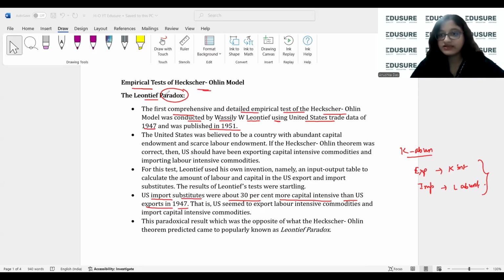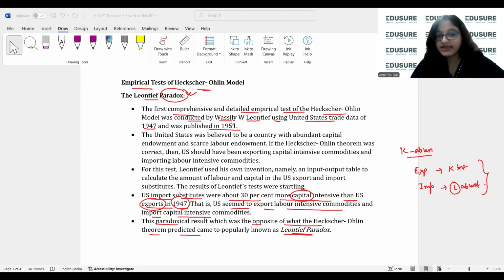What Leontief found is just the opposite: the imports that the US is doing are 30% more capital intensive instead of being labor intensive. That is why the US seems to export labor intensive commodities and import capital intensive commodities, which is a strict violation of the propositions of the Heckscher-Ohlin model. That is why it is known as a paradox, a result just the opposite of what the Heckscher-Ohlin model predicts. This is famously known as the Leontief paradox.